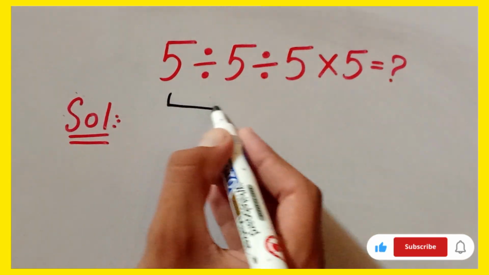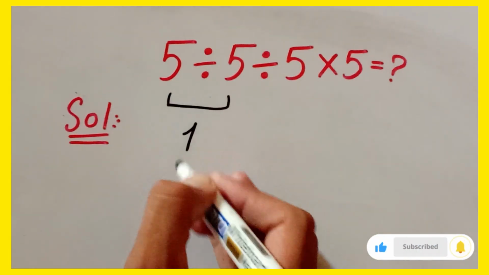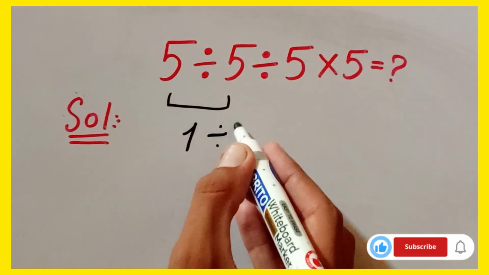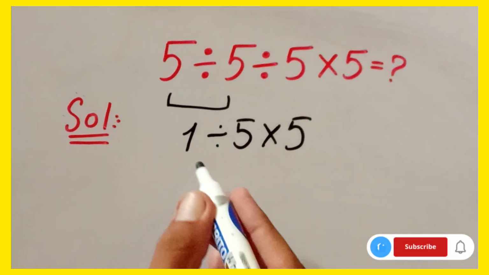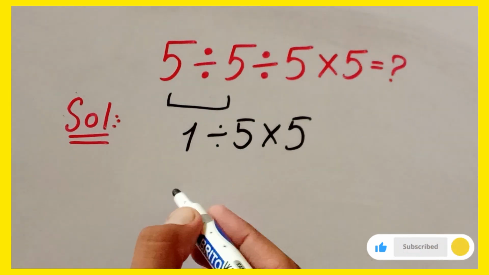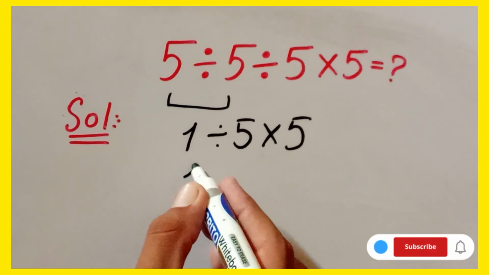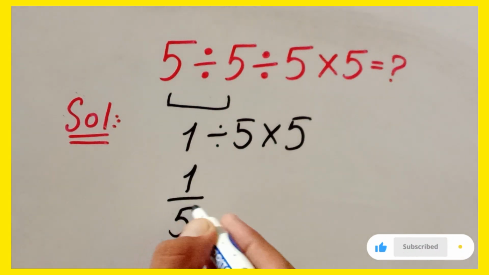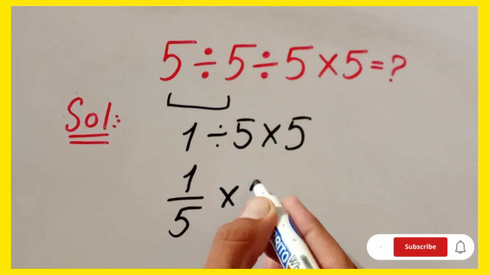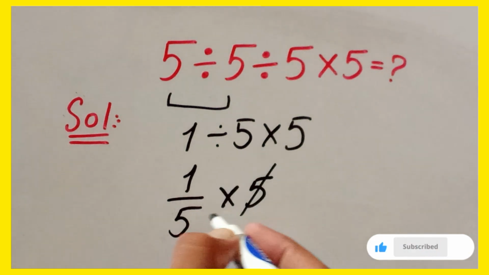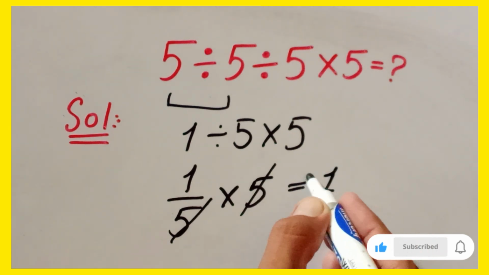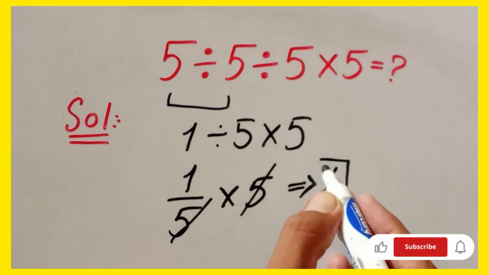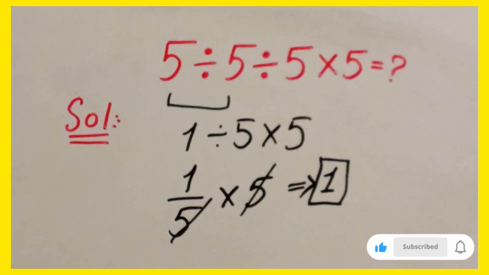So firstly, 5 divided by 5 is equal to 1, divided by 5 multiplied by 5. Now I can write here 1 divided by 5 multiplied by 5. Here the 5 and 5 cancel with each other and the final answer of this expression is 1. Guys, this is the final answer of this expression.